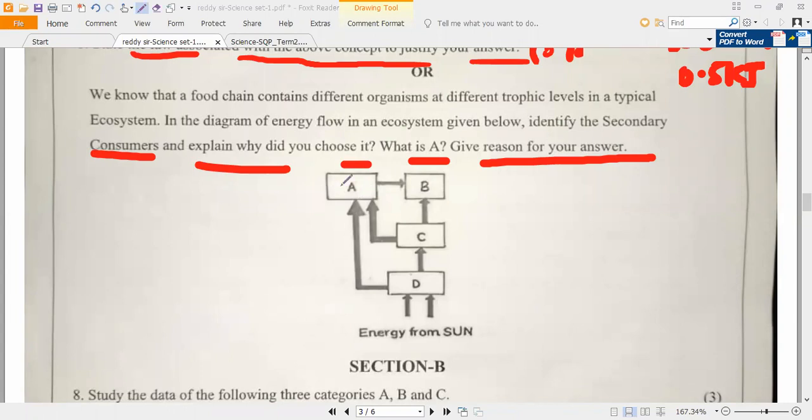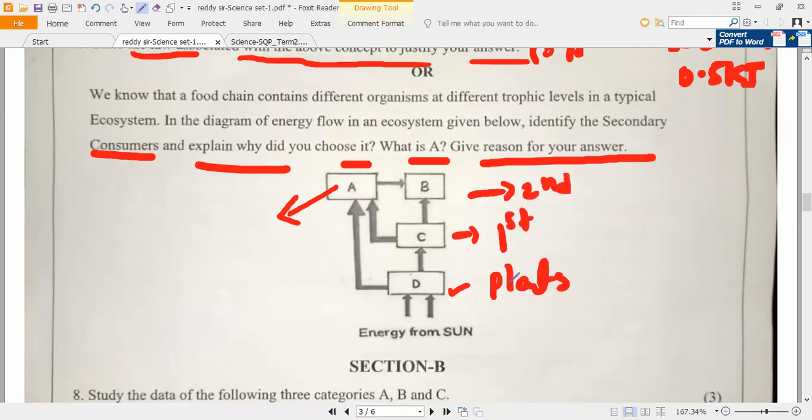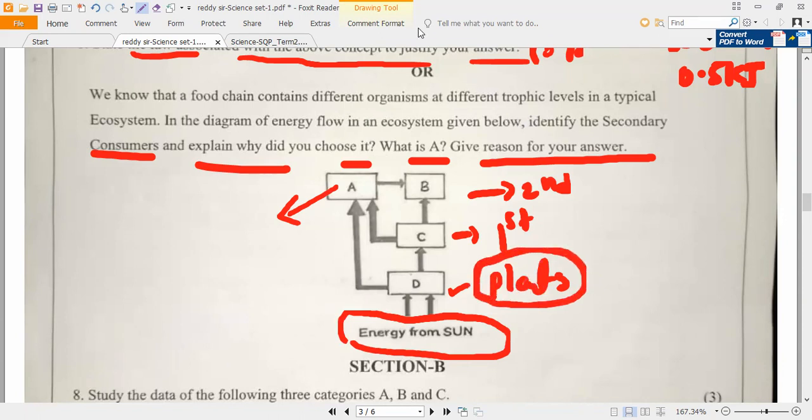Here, let me identify A first. A is eating what, guys? D is eating plants, and this is the primary consumer. And this is the secondary consumer directly. Why? Have you noticed it, everybody? I will explain. See, energy is coming from the sun. So whoever takes the energy from the sun, whom we used to call autotrophs. Yes or no, guys? Please respond. Yes, sir. Autotrophs are plants only. So this is the plants, the producers.